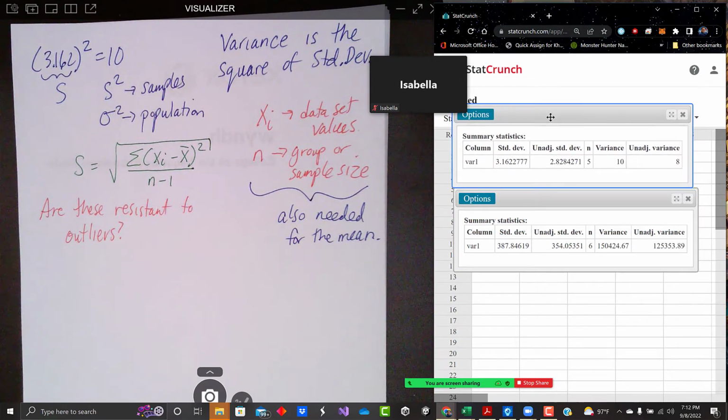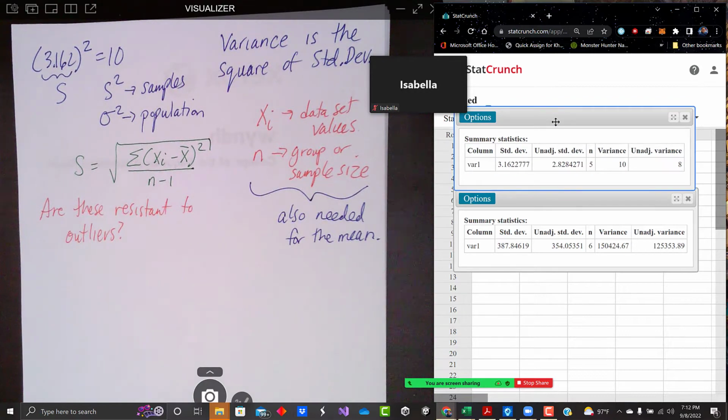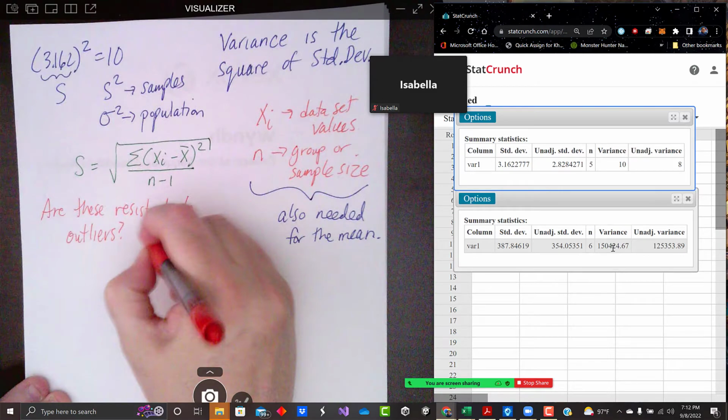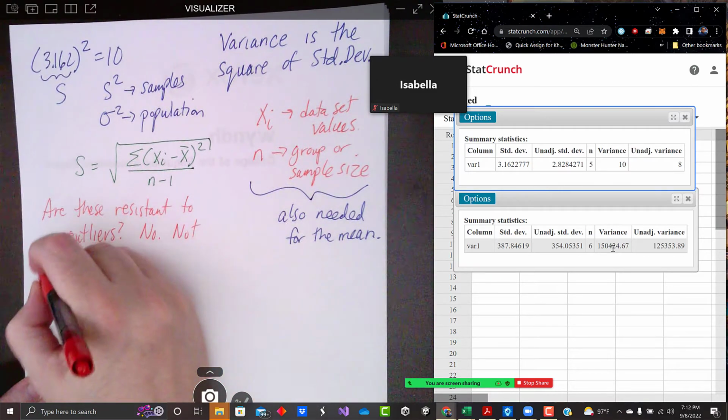So before and after. Notice how much it's changed. Standard deviation went from 3 to almost 400. Same thing with unadjusted. Went to, well, 350 here, but it went from below 3. Variance is the same issue. We went from 10 to 150,000. Good God, that's a big difference. So, no. Not resistant to outliers.